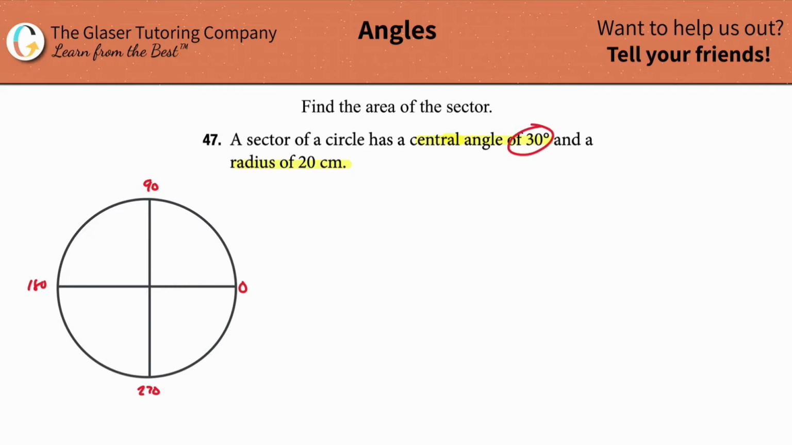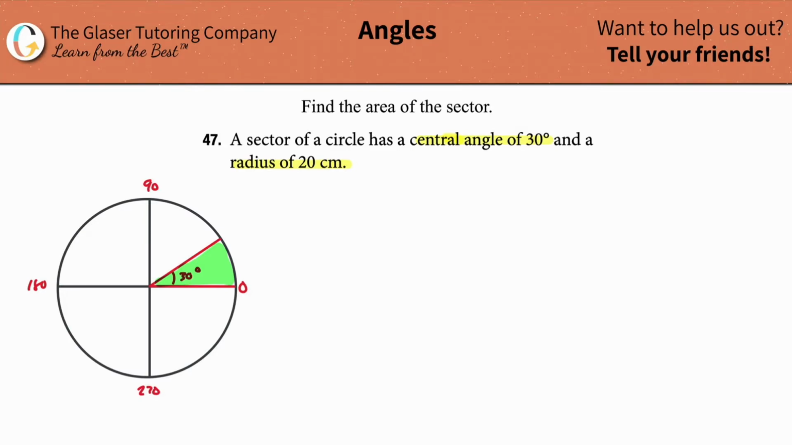Now, where is 30 degrees located? Obviously, this one's relatively straightforward. 30 degrees, wouldn't that be about here? That would be the angle, 30 degrees. And what they're asking us is to find the area of this sector. A sector is just part of a circle. Calculate the area of the sector.